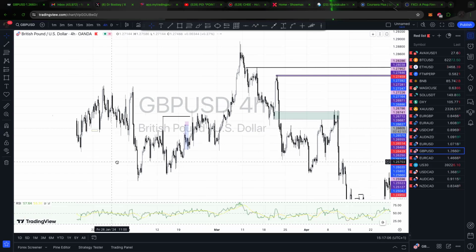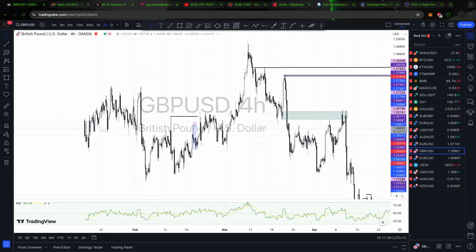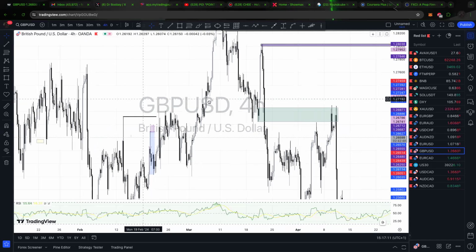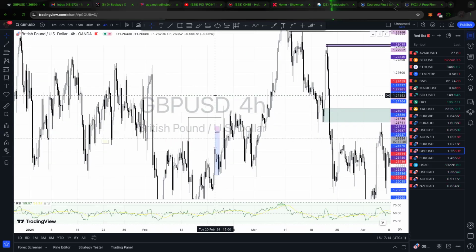Okay, let's look at this. Let's use this as an example. This is a bearish scenario. In this bearish scenario right here, we had our sweep formed here. Look at that sweep. There was a sweep, right?